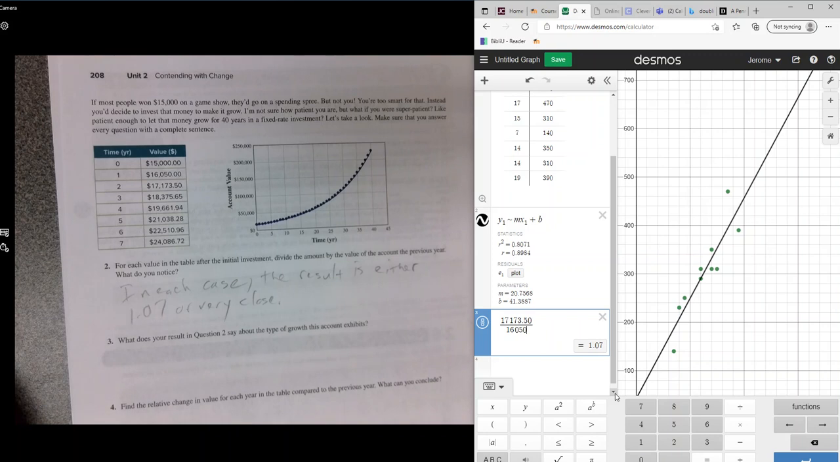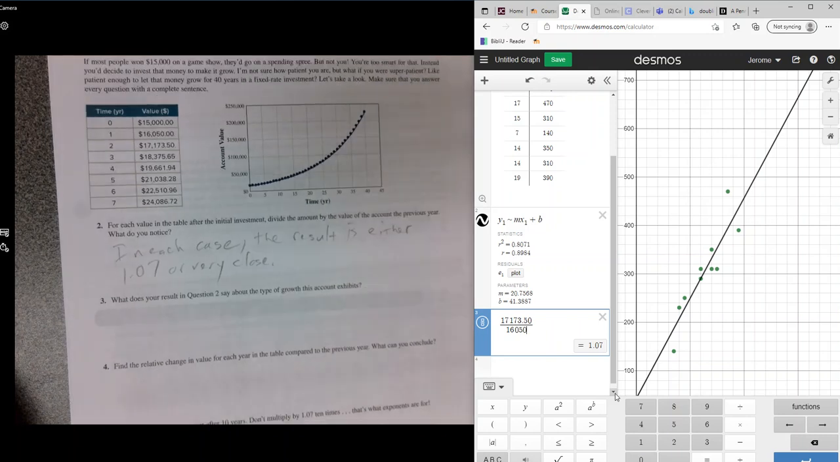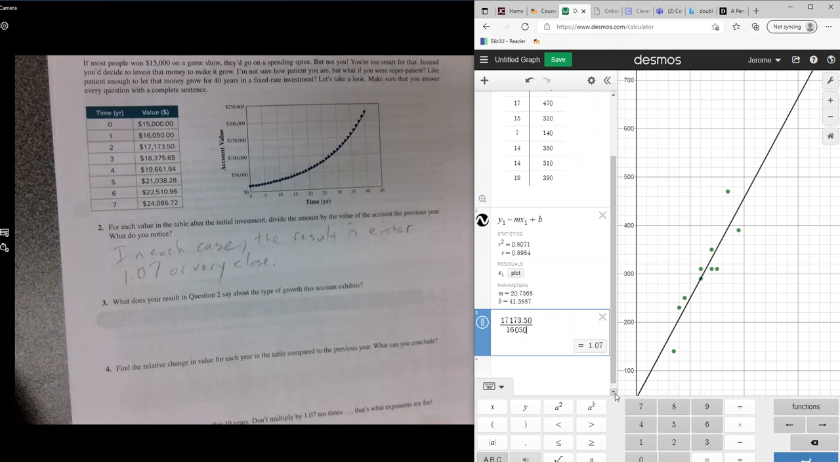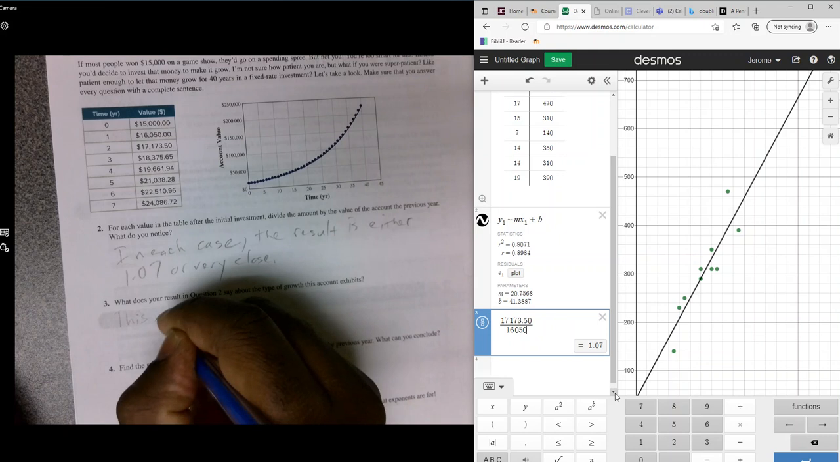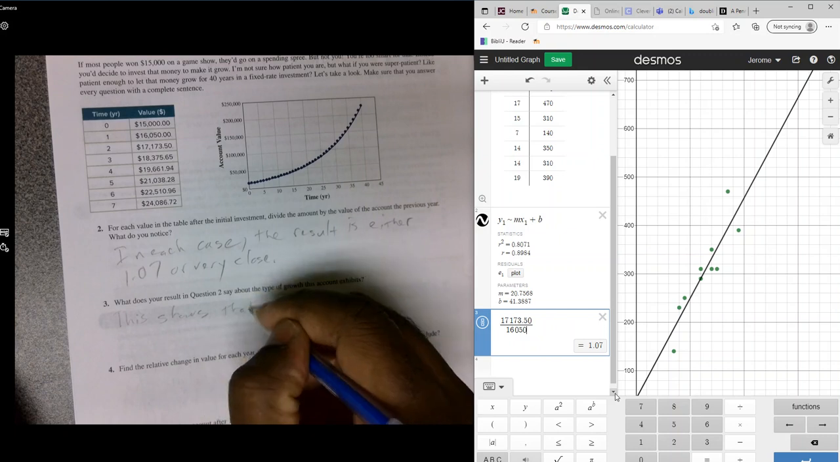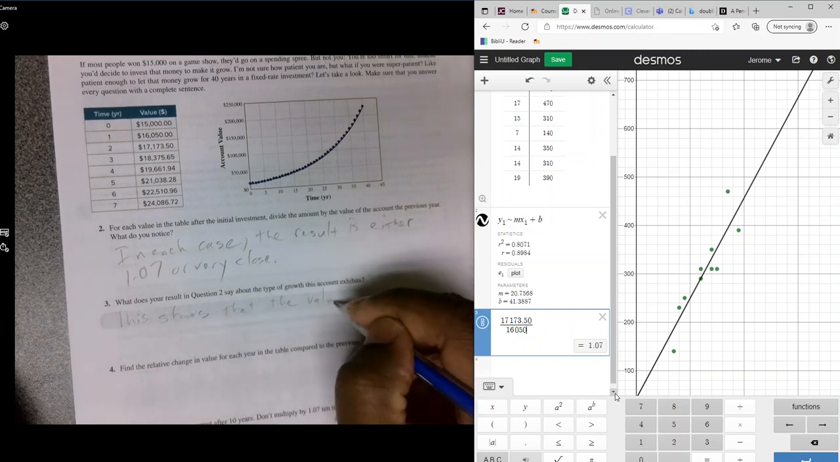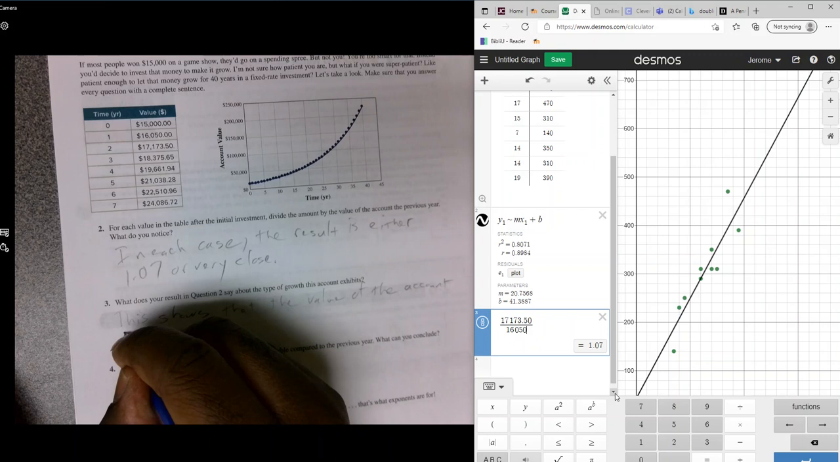Now, number 3, what does your result in question 2 say about the type of growth this account exhibits? This shows that the value of the account is multiplied by 1.07 each year.